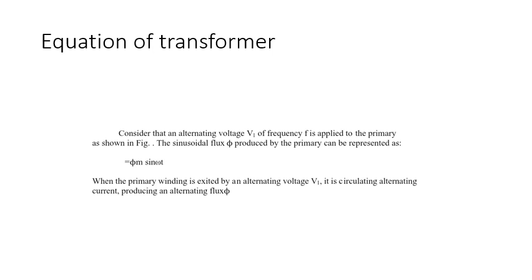Suppose we are applying V1 voltage, and the voltage is a sinusoidal, alternating voltage. We can treat this as φm sin ωt, where f is the frequency and ω is 2πf. Now when the primary winding is excited by alternating voltage V1, it circulates alternating current, and this produces alternating flux also.